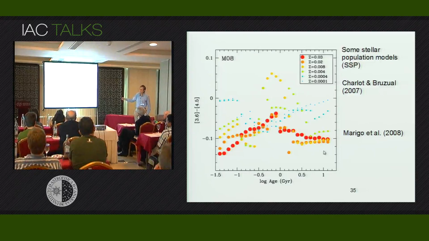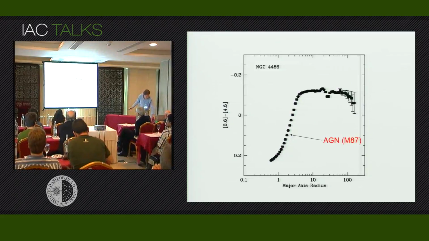Another set of models is then the Marigo models. Here you do see that the behavior with metallicity goes the right way, and the behavior with age also goes the right way. But there's so much difference between the two models that it's still very tricky at the moment to apply them and to trust them. But something has to be done about it.